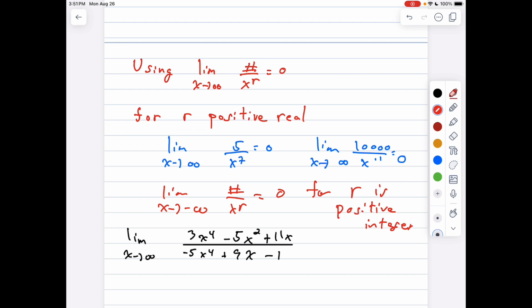It's like you have 5 pizzas and you're dividing them among 1 billion friends. How much are you going to have for each friend? You're not going to have much. That's kind of, in so many words, what we're saying. And the same thing happens with the 10,000 over x to the 0.1.